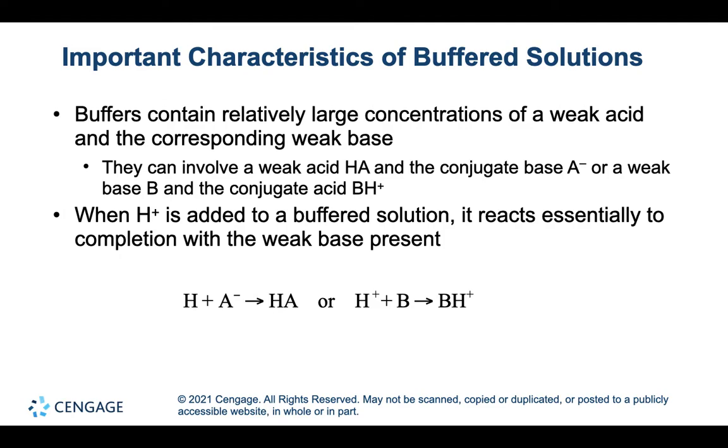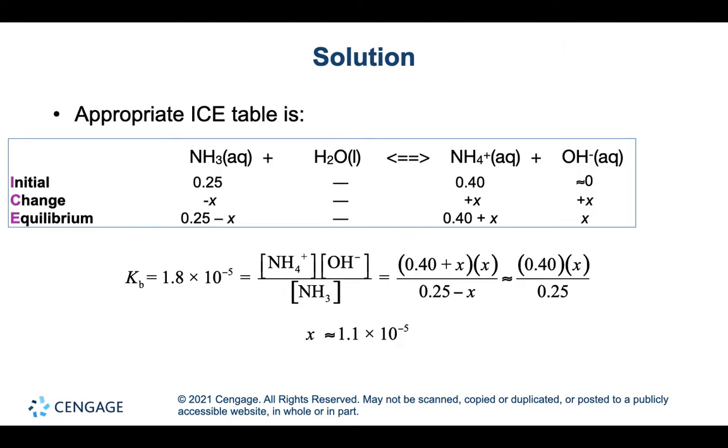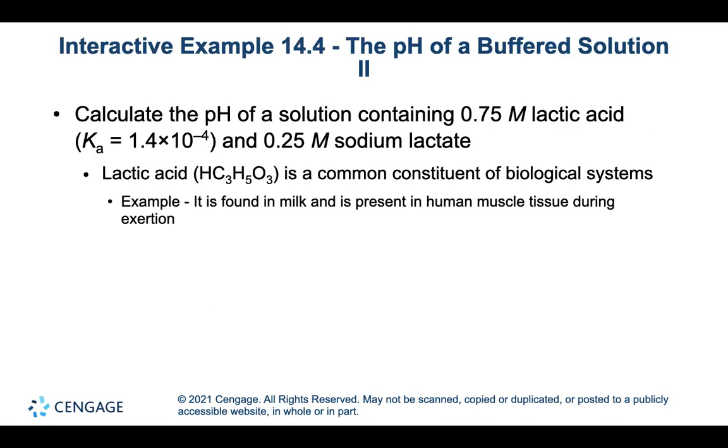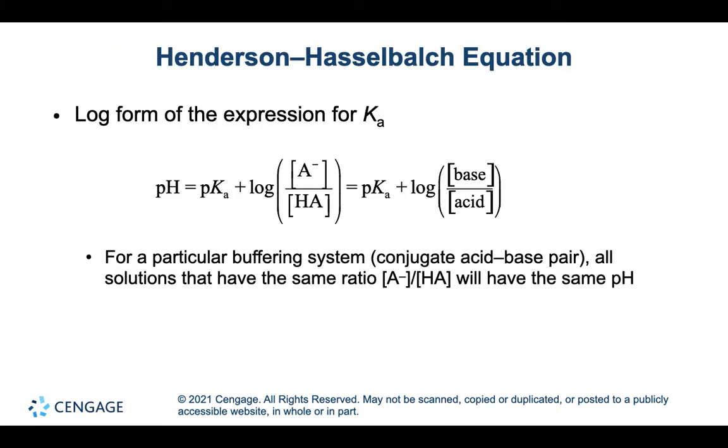Buffers need to contain large concentrations of the weak acid and the conjugate base. If they only contain very small amounts, they're not going to be able to withstand very much addition of H plus or OH minus. Our goal is to keep this ratio of acid to base, base to acid here in the Henderson-Hasselbalch, as close to 1 as possible.